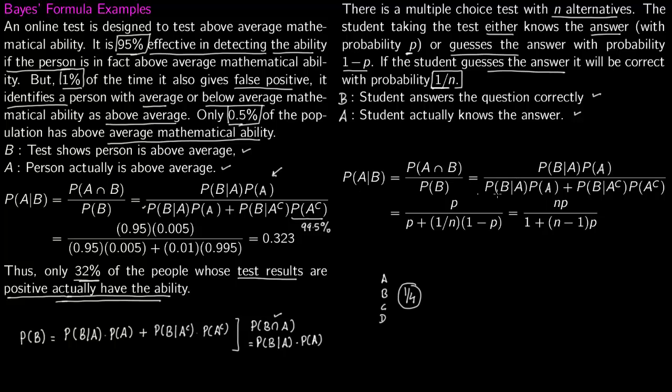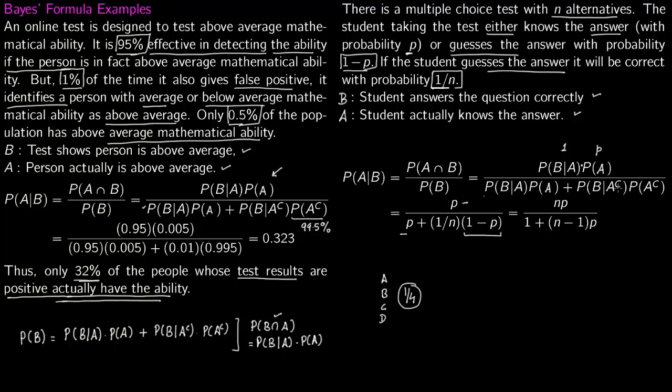So again, we use the same formula as before. What is the probability of B given A? The student actually knows the answer and he answers it correctly. That is 1. So if he knows the answer, then he is going to answer it correctly, 1 times probability of A. The student actually knows the answer with probability P. So this is P. This we have just computed from above. This will be 1 times P here. So you get P here, P here. So what is the probability of A complement? That the student does not know the answer. He does not know the answer with probability 1 minus P. So you have 1 minus P here.